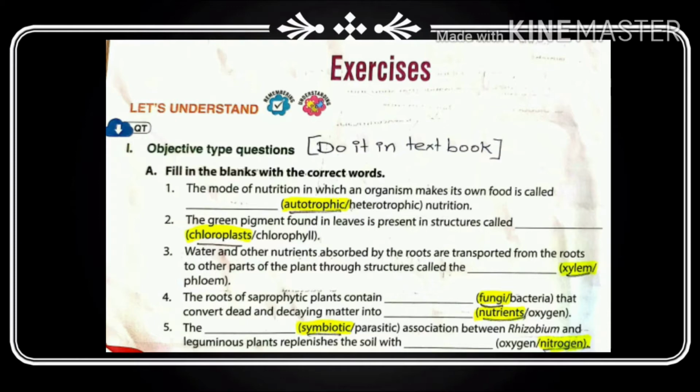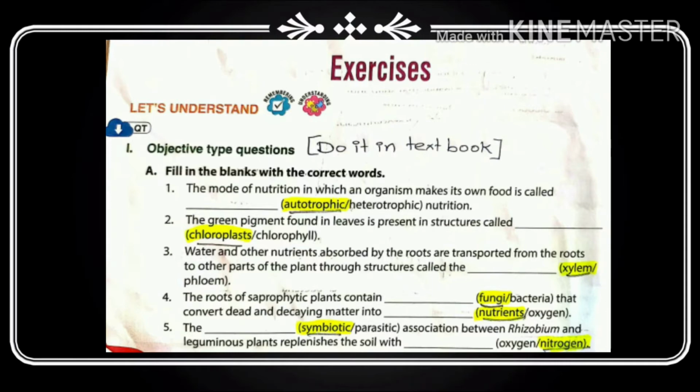Now the fourth is the roots of saprophytic plant contain, what does it contain, fungi or bacteria? Yes, it is fungi. That converts dead and decaying matter into nutrients or oxygen. Here oxygen is present in the atmosphere. So definitely it converts into nutrient. So answer is nutrient.